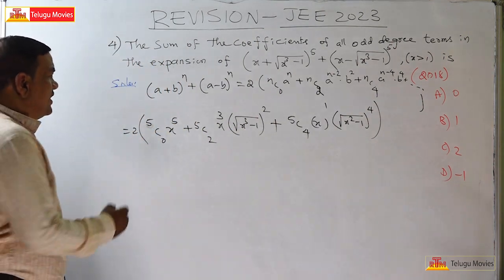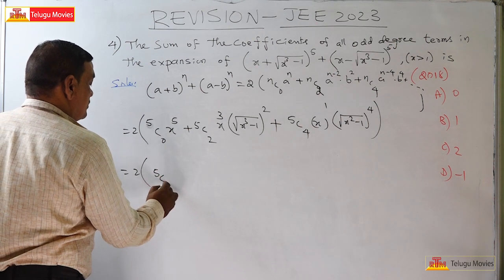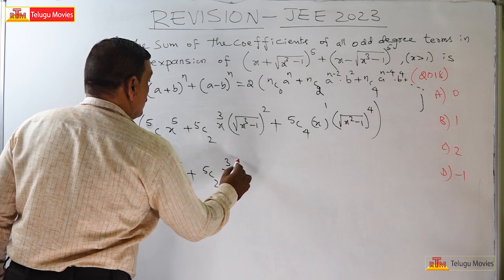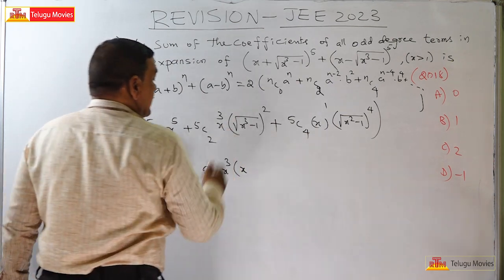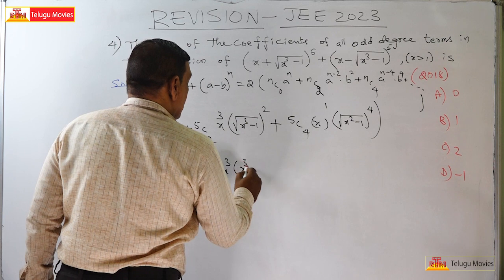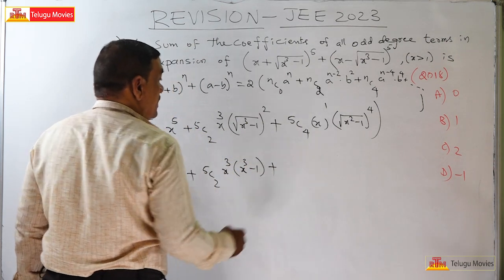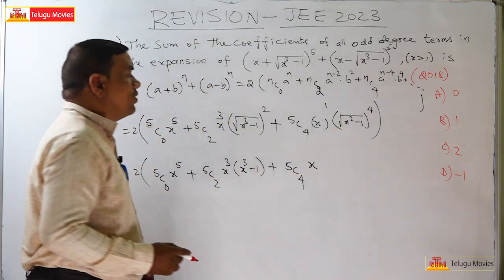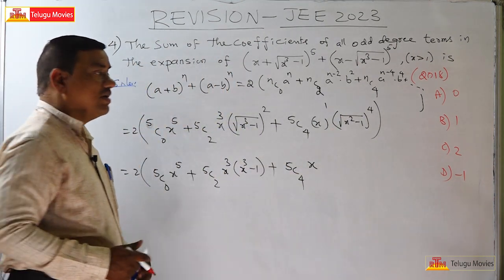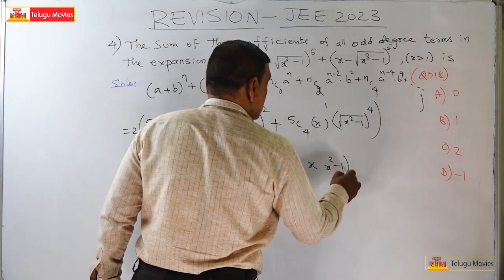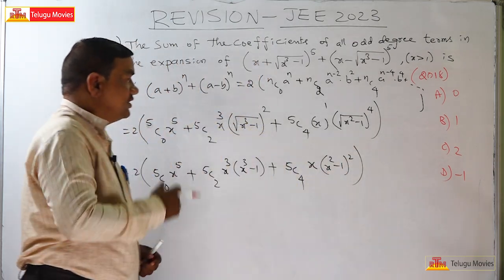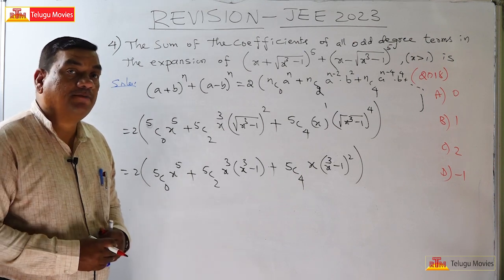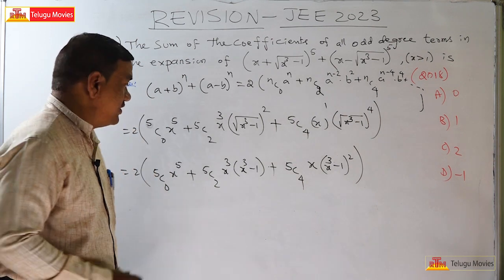Now if you simplify this, let us see what happens. 2 times [5C0 x^5 plus 5C2 x^3 into (x^3 minus 1) whole squared, plus 5C4 into x into (x^2 minus 1) whole squared]. Understand? So see here, let us find the odd degree terms in this expansion.